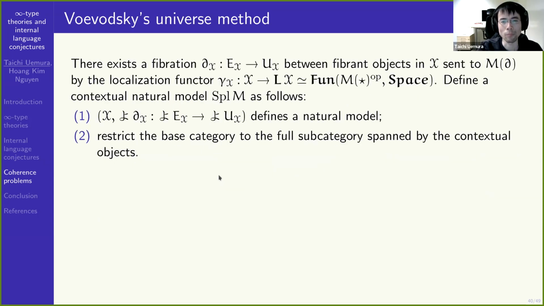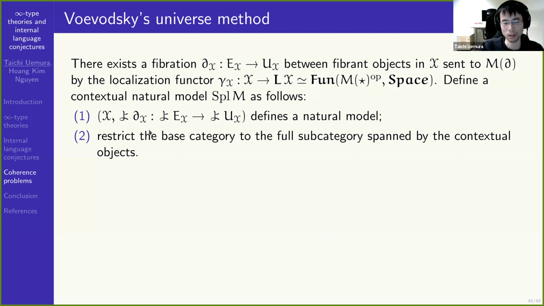And then we can choose some fibration between fibrant objects in the model category X, which is sent to the representable map. Then we define a contextual natural model like this.